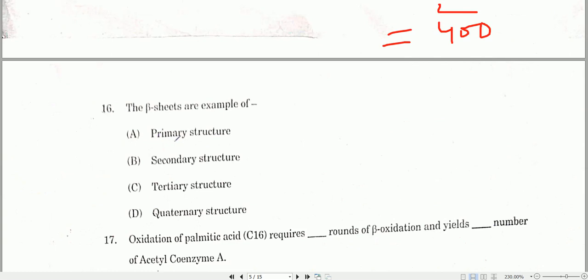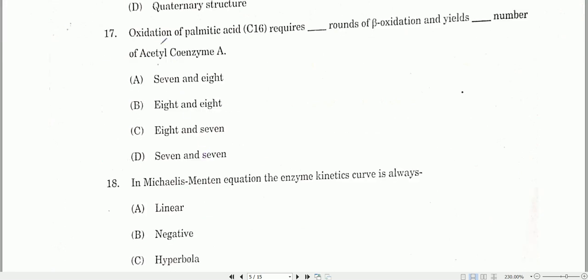Coming to question number 16. The beta sheets are an example of the secondary structure. So option B will be the correct one. Coming to question number 17, oxidation of palmitic acid, that will be your 16 carbon compound, requires how many rounds of beta oxidation and yields how many acetyl coenzyme A. So that will require 7 rounds of beta oxidation and that will yield 8 acetyl coenzyme A. So option A will be the correct one.